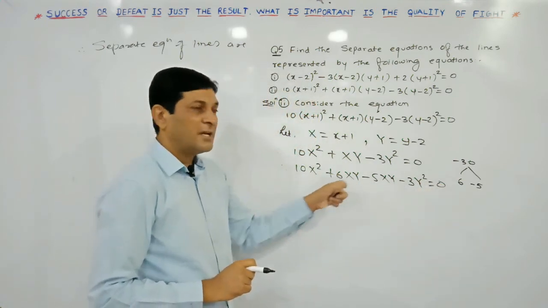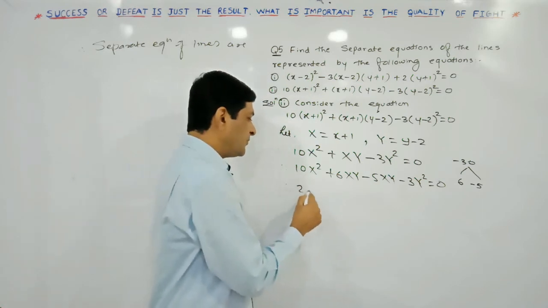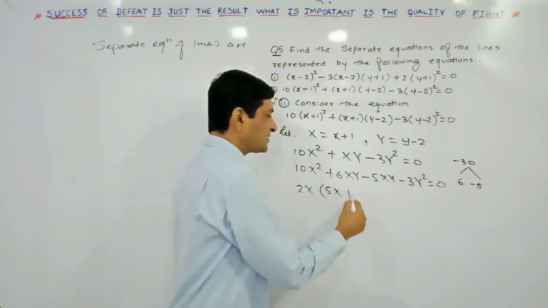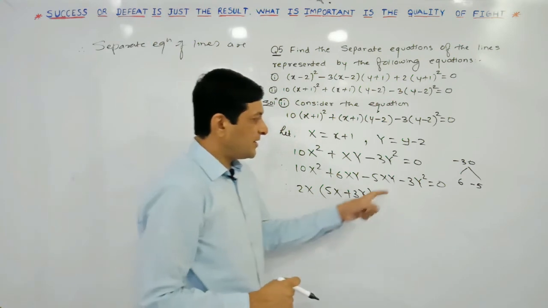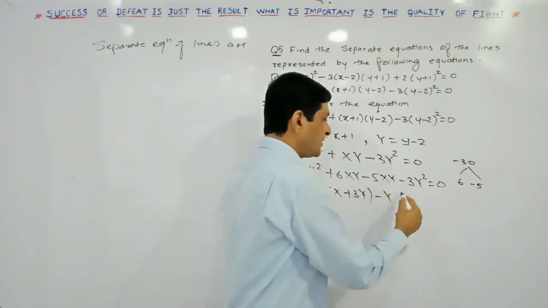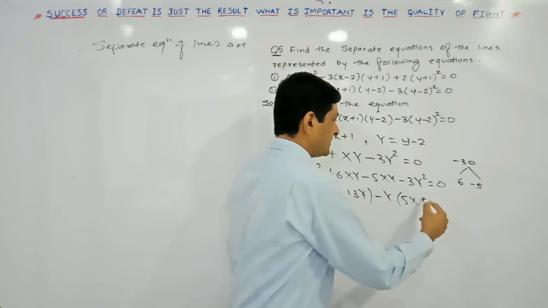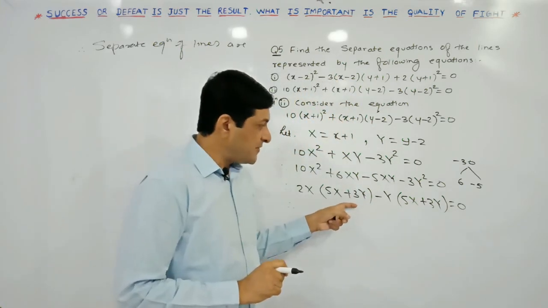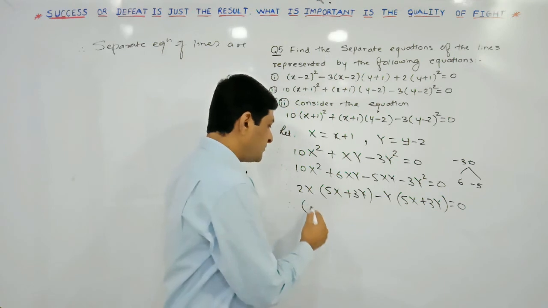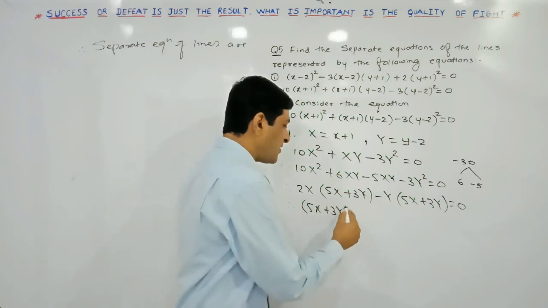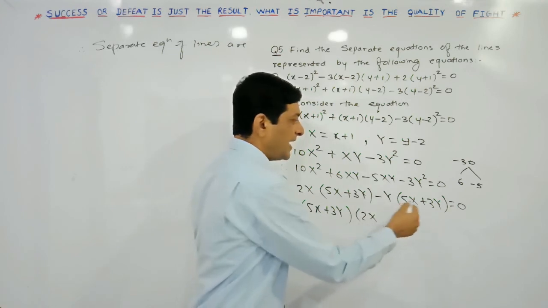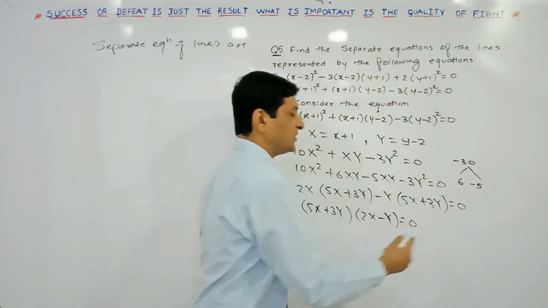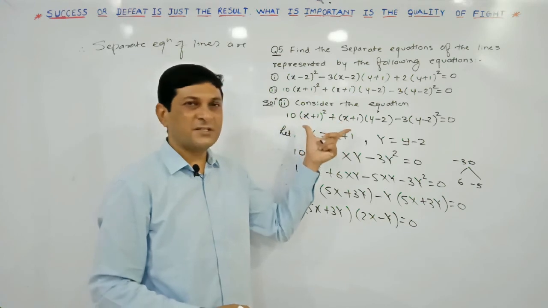Now observe the first two terms. From the first two terms, can I take 2x common? If we are taking 2x common, what we'll get here? 5x, and here we will get plus 3y. Again, if we are taking minus y common from these two terms, what we'll get here? 5x plus 3y. Just simply we have taken minus common from the last two terms. Now take 5x plus 3y common from these two terms. If we are taking 5x plus 3y common from the first term, the remaining term will be 2x, and if we are taking 5x plus 3y common from the second term, the remaining term is minus y, is equal to 0. In this way we have got two factors of this equation, isn't it?